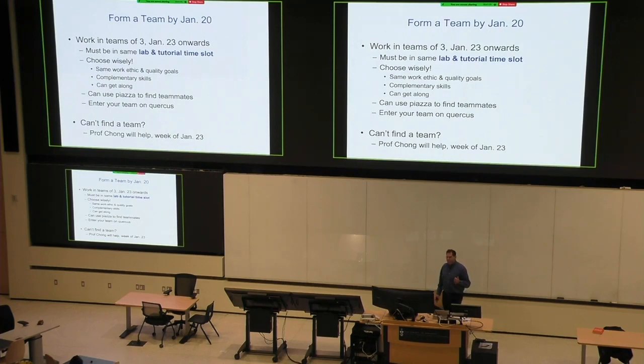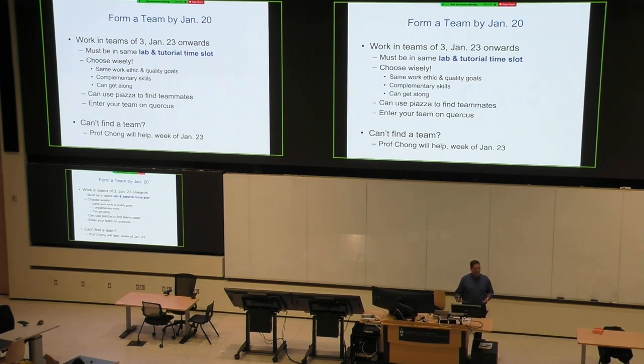Try to choose people with the same work ethic and goals. You don't want somebody who is just trying to get a perfect mark and really wants to fine-tune everything, while you're saying, you know what, I just want to bang it out relatively quickly because I want to focus on my other courses. That would probably not be a great match. Complementary skills. So maybe you can write really well, this other person's a great software programmer, or maybe you're both kind of reasonable at each. And make sure you can get along.